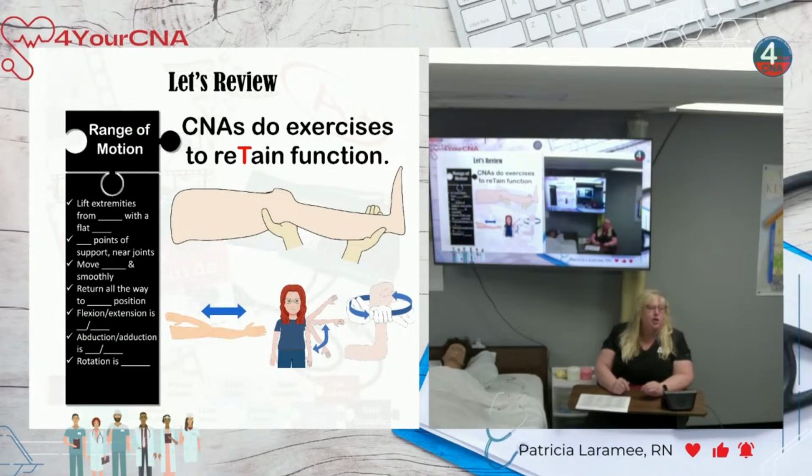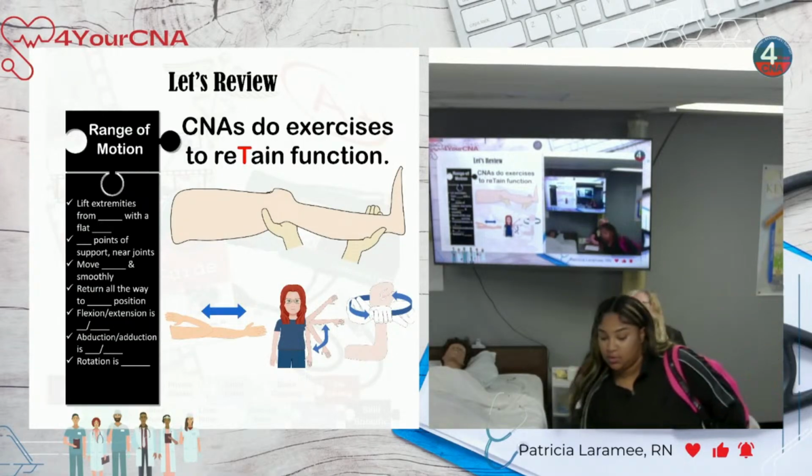Range of motion. We've learned 3 range of motions. We learned range of motion of the shoulder.